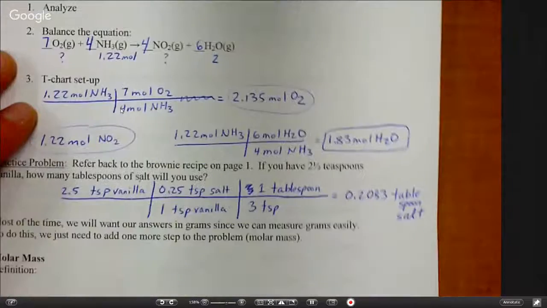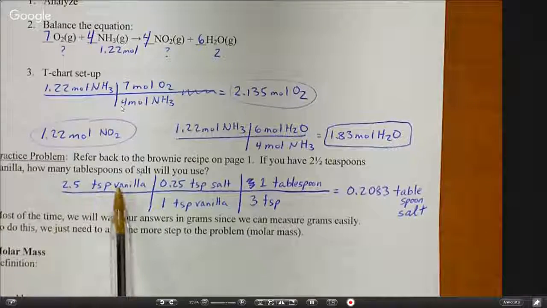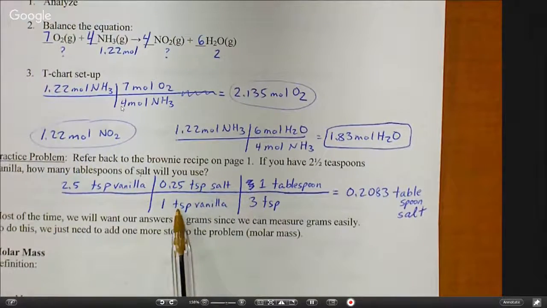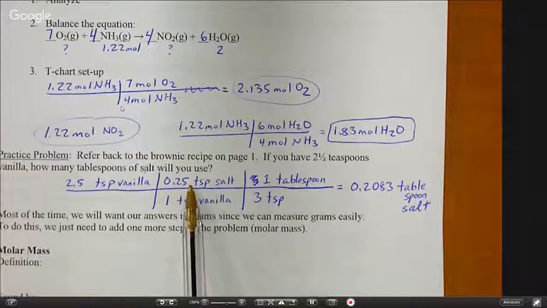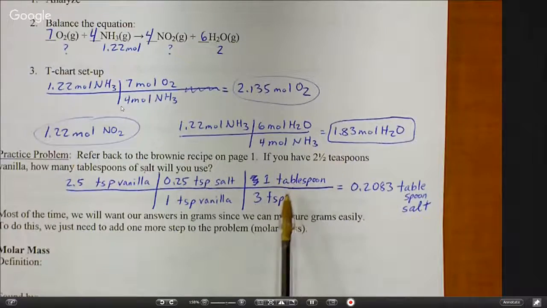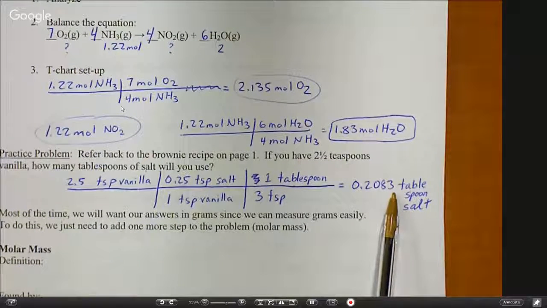And you can't even see what I was doing there, so I apologize. So there it is, 2.5 teaspoons of vanilla. For every 1 teaspoon of vanilla in the recipe, it requires 0.25 teaspoons of salt. There are 3 teaspoons for every 1 tablespoon. So we need this many tablespoons of salt. But that's going to be pretty hard to measure out.